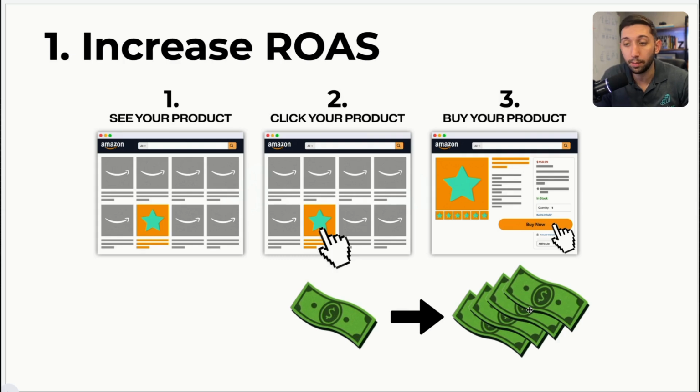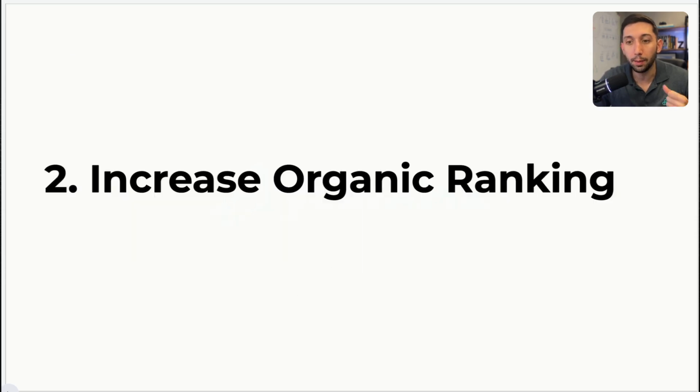So this is number one. If you have good listing design, all these clicks that you're getting from step number 2, you're going to convert more of them. You're going to be more profitable, and that's going to help you have longevity and success on Amazon. Number 2, like we said, increase your organic ranking.